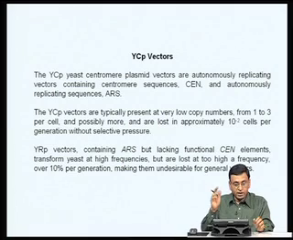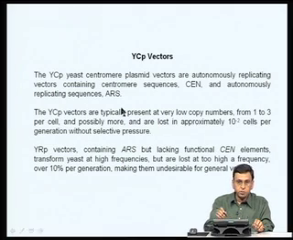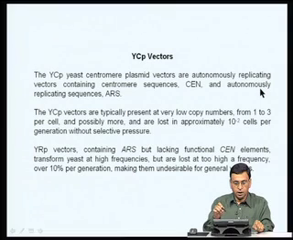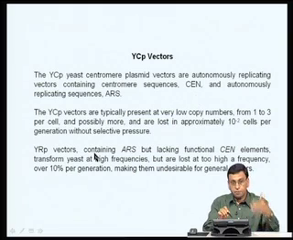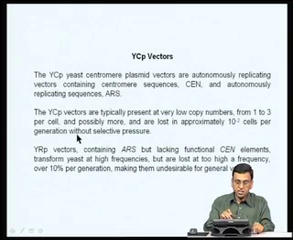The YCP vectors are what are called yeast centromere plasmid vectors. They contain autonomously replicating sequences called ARS as well as centromere sequences, and therefore, they can replicate just like chromosomes. And the YCP vectors are typically present in very low copy numbers, about 1 to 3 per cell, and they are also not as stable as the integrative plasmids.